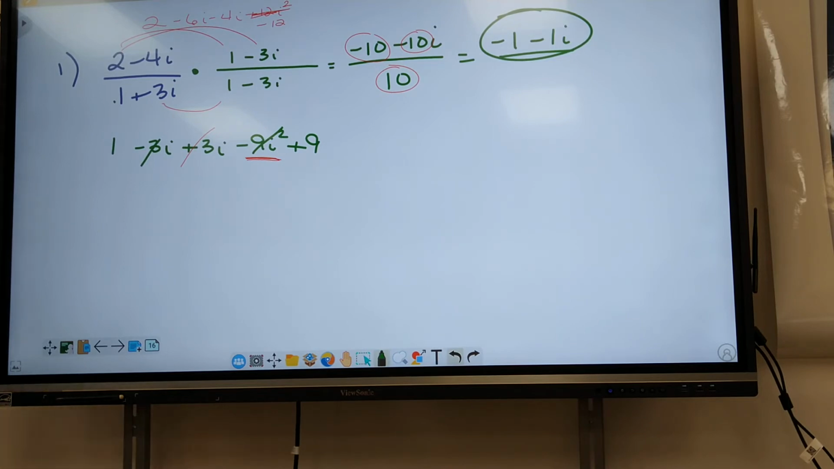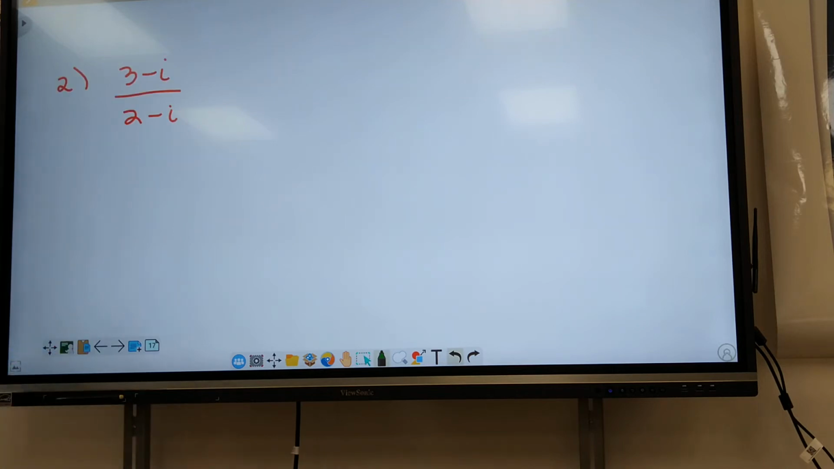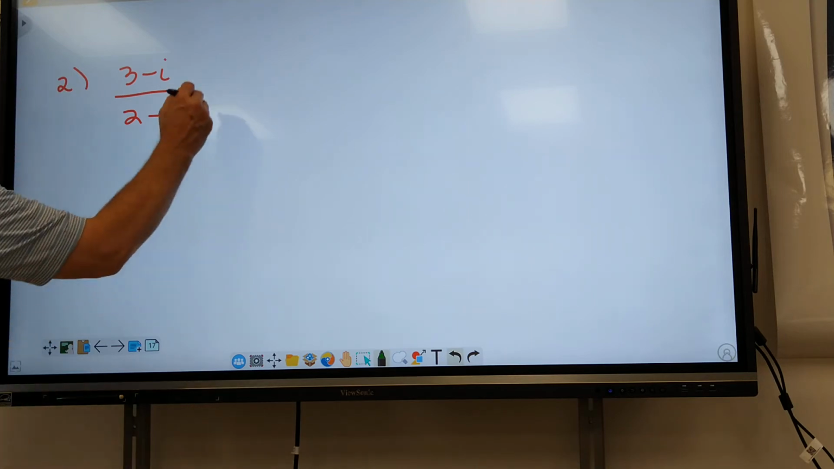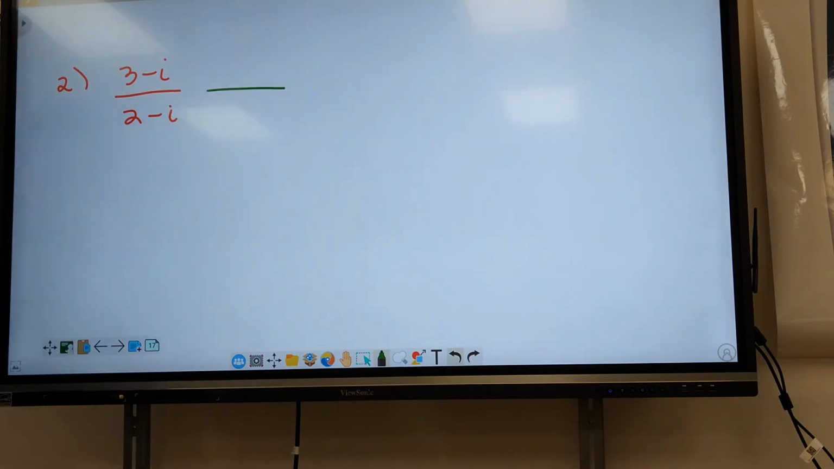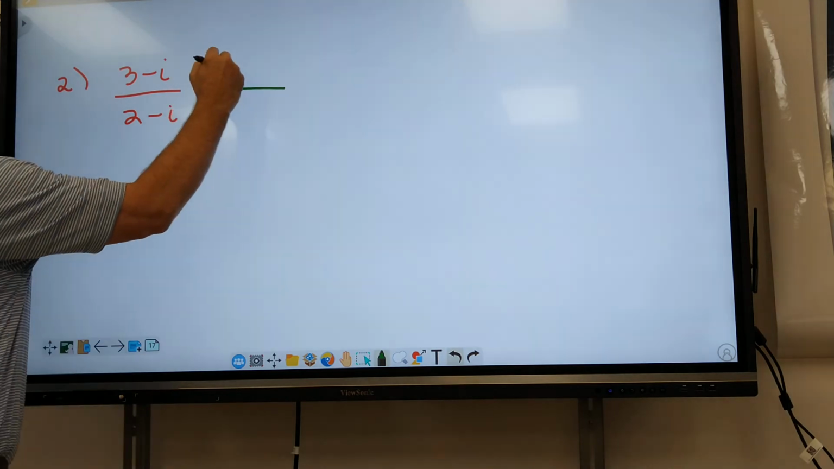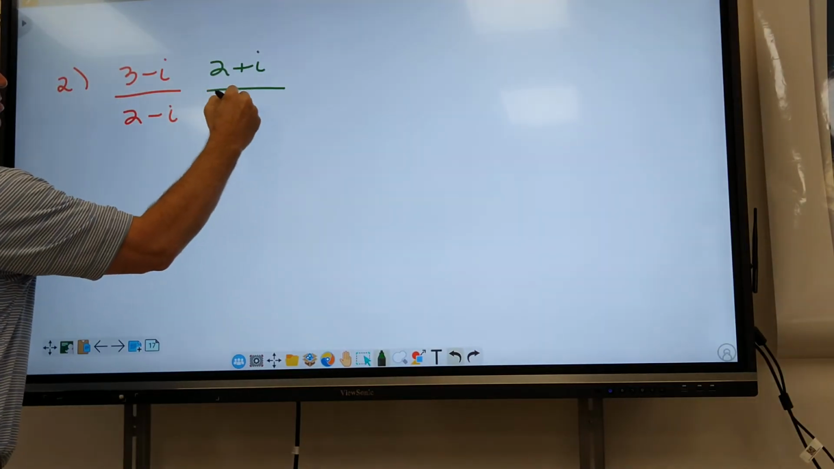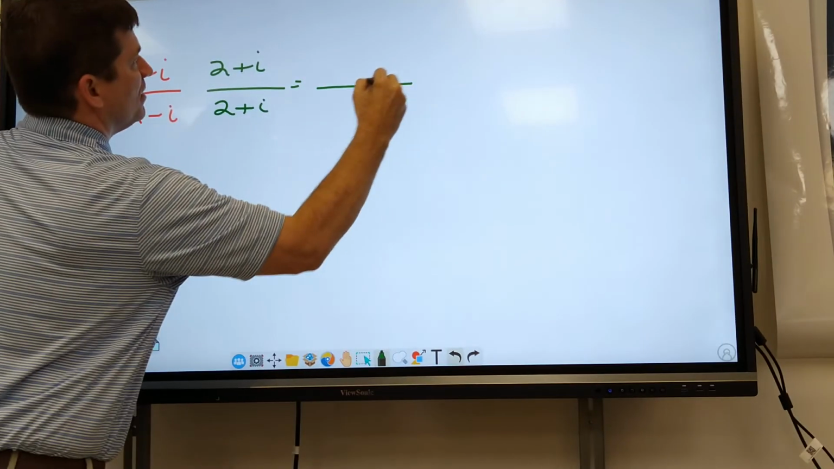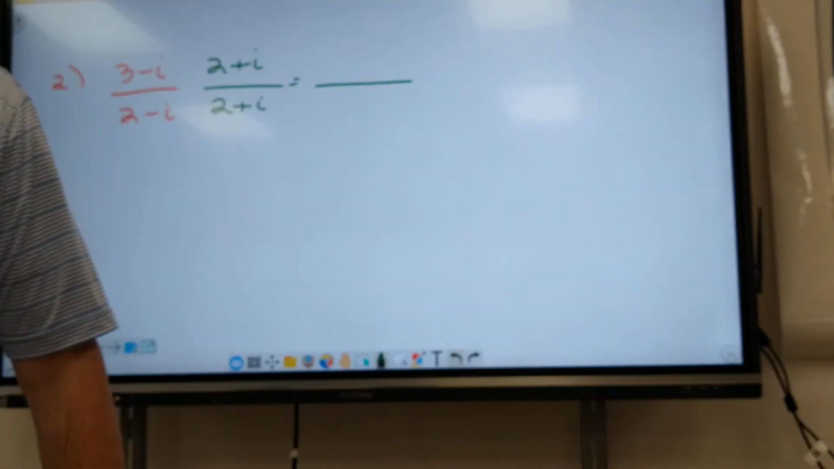All right, can we go to number 2? This time, Willie, if I'm going to multiply by the opposite of what's on the bottom, what's going to go here and here? 2 plus i, 2 plus i, 2 plus i. Very good. See if you guys can FOIL the top and bottom, see what you get.